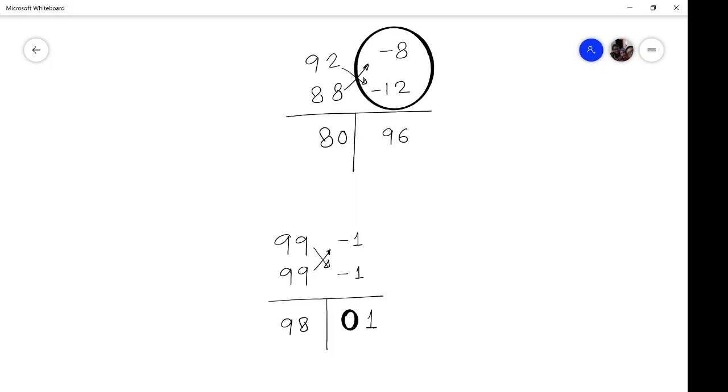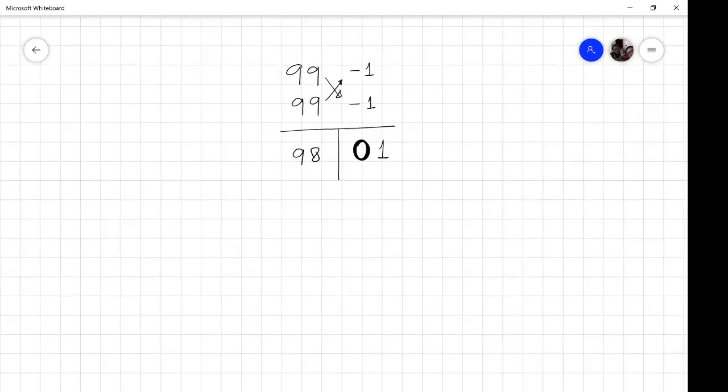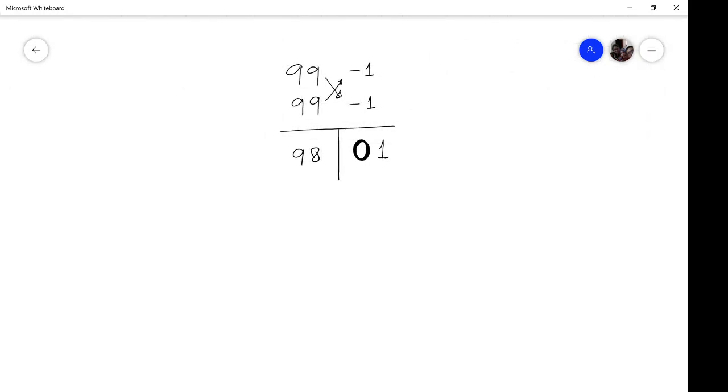Let me take one more problem where you will be getting 3 digits, that means the hundreds digit will also come into play on the right side. Let us say we have to multiply 88 by 91. So 91 is deviated by how much? It is deviated by 9, and 88 is deviated by 12 from the base, which is 100.